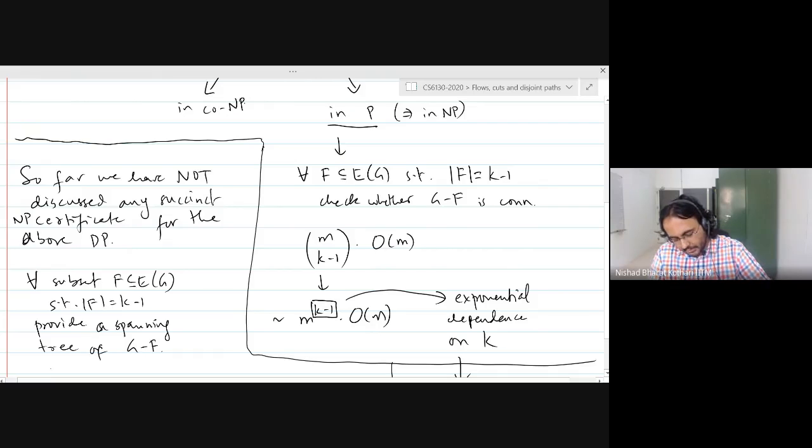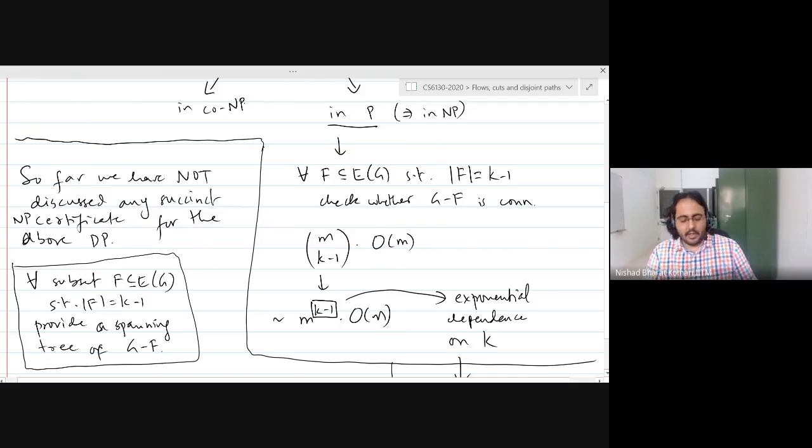If you give me a bunch of spanning trees of the graph, where for every set F, you delete that, and then you give me a spanning tree of the resulting graph, which will also be a spanning tree of the original graph. If such spanning trees exist for all such subsets, then that would prove that the graph is k-edge connected. Does everybody agree?